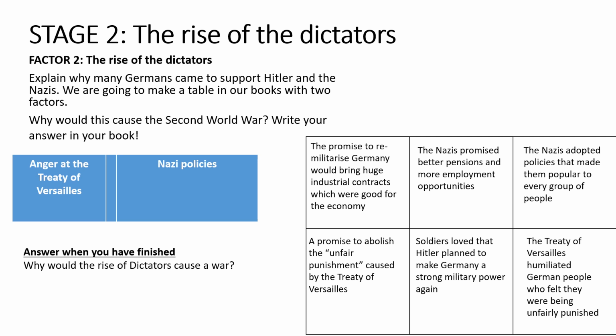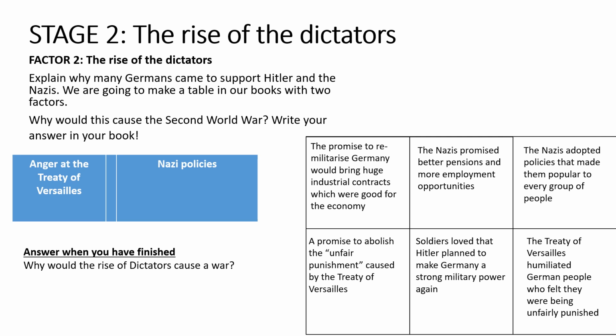What I'd like you to do is just draw a table in your books with 2 factors, okay? So on one side, it's going to say anger at the Treaty of Versailles, and you're going to put a line in the middle, and write Nazi policies. Okay, so on one side, anger at the Treaty of Versailles, on the other, Nazi policies. Okay, so if we can all draw that table in our books, that would be great. I'll give you a couple of seconds to do that. If you want to quickly pause the video, go ahead and do that, and then we'll move on.